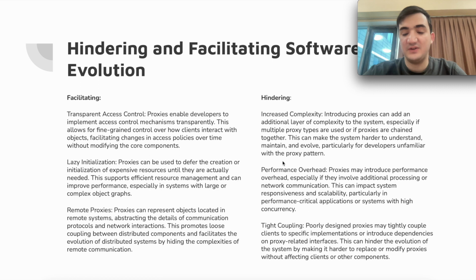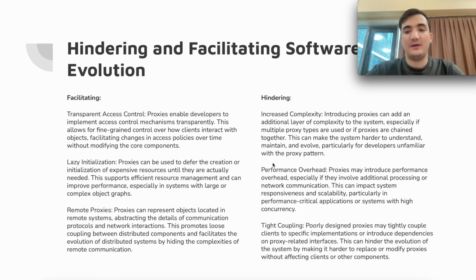And so this supports efficient resource management, and it can also improve performance, especially if your system has large or complex object graphs. And finally, another way to facilitate software evolution is through the use of remote proxies, which can represent objects located in remote systems. And we can abstract the details of communication protocols and network interactions using these proxies. And this promotes loose coupling, which means your code is more scalable. And additionally, it helps the evolution of distributed systems by hiding complexities of remote communication.